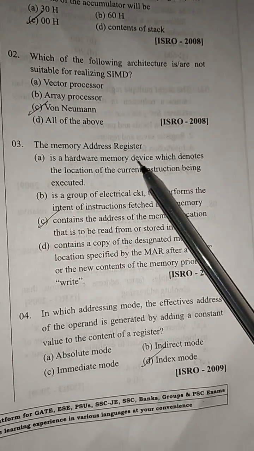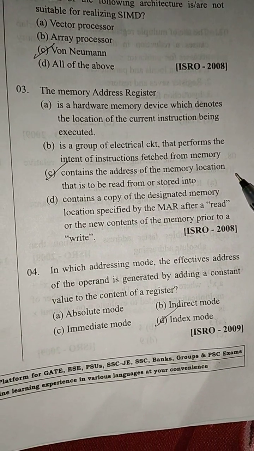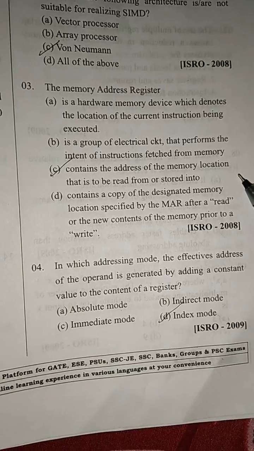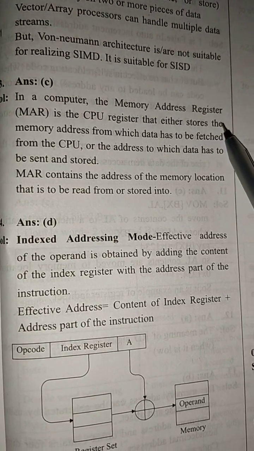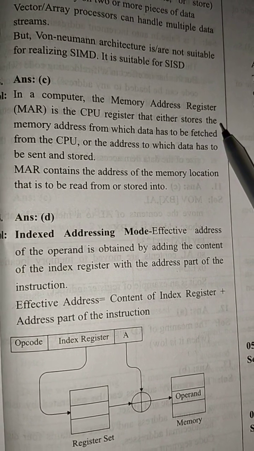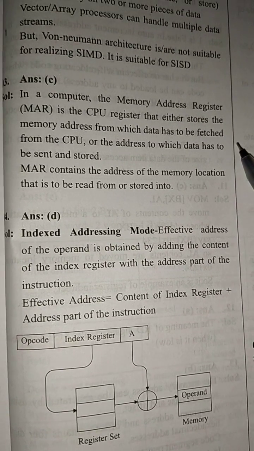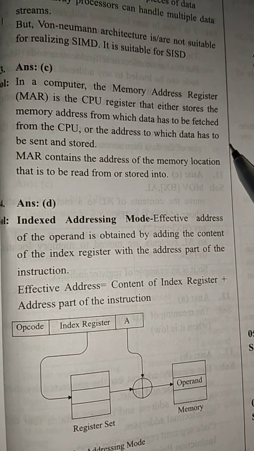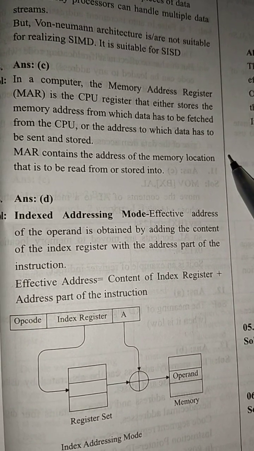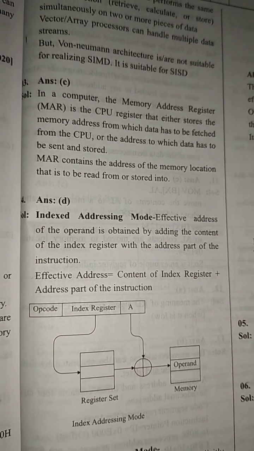The memory address register contains the address of a memory location that is to be read from or stored into. In a computer, the memory address register, MAR, is a CPU register that either stores the memory address from which the data has to be fetched or the address to which the data has to be sent and stored. MAR contains the address of the memory location that is to be read from or stored into.